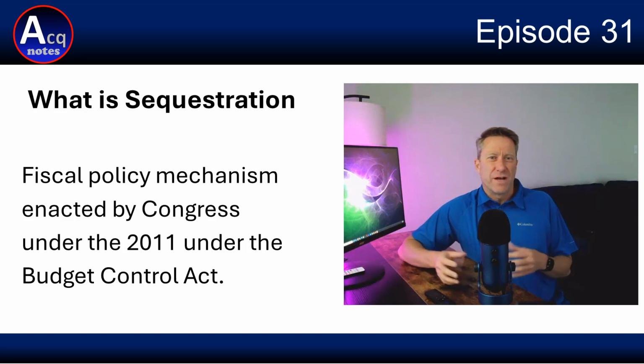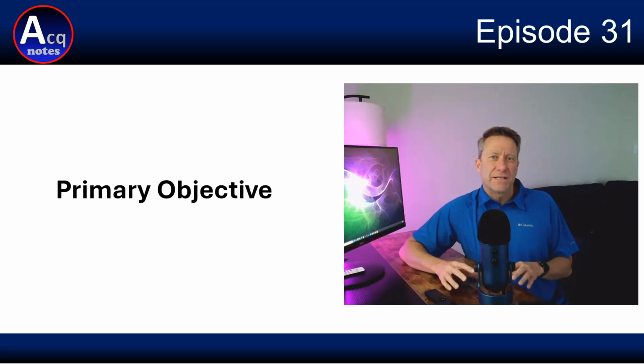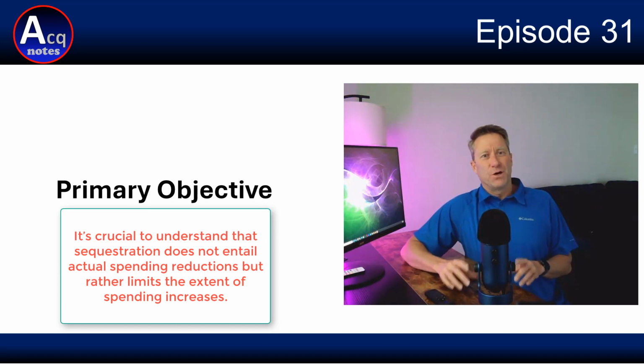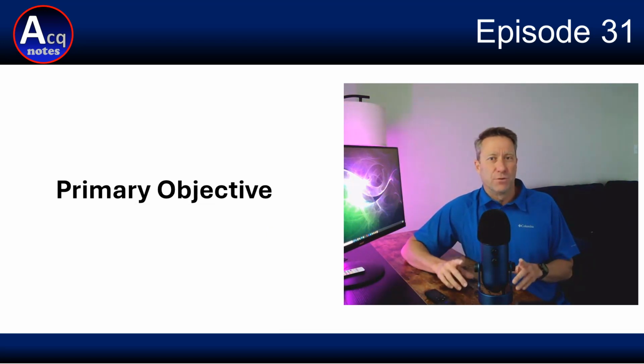Sequestration, often referred to as the sequester, is a fiscal policy mechanism enacted by Congress under the 2011 Budget Control Act. Its primary objective is to enforce budgetary discipline and control government spending by imposing automatic spending cuts if certain fiscal targets are not met. Under sequestration, planned spending increases are moderated by pre-specified percentages if Congress does not pass a budget that adheres to established spending cuts. However, it's important to note that sequestration does not entail actual spending reductions, but rather limits the extent of spending increases. That's a key point to understand.